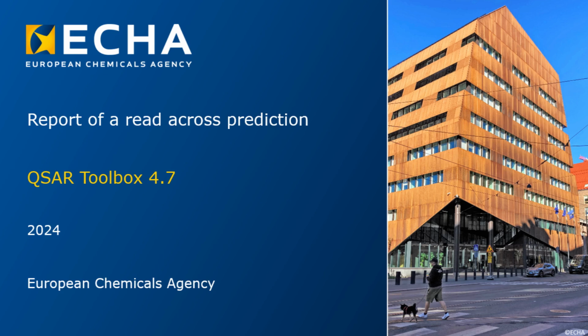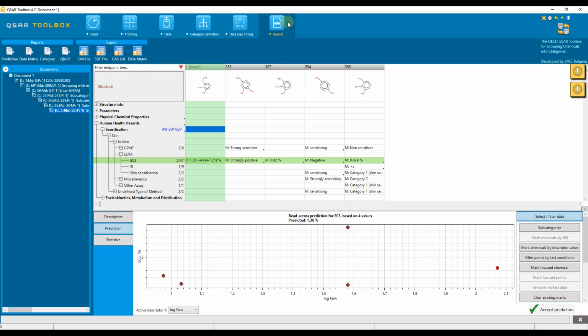Hello everyone. This video tutorial is about how to report a prediction in QSAR Toolbox. The report module of the QSAR Toolbox workflow provides various possibilities to report and export results from the system. Four different types of reports can be generated: for the prediction, for the data matrix, for the category, and for the QMRF.